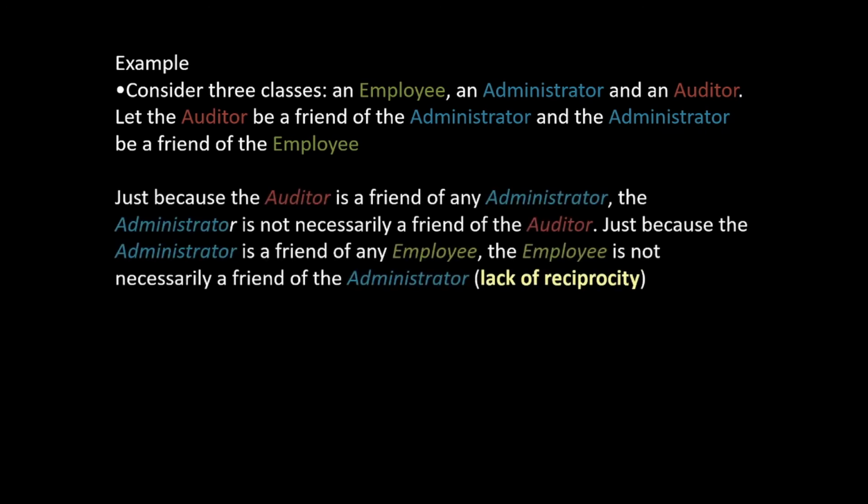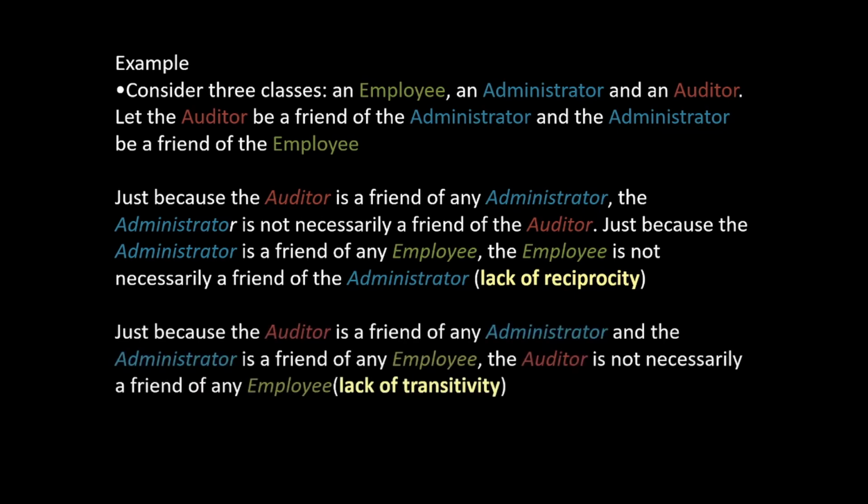Just because the auditor is a friend of any administrator, the administrator is not necessarily a friend of the auditor. Just because the administrator is a friend of any employee, the employee is not necessarily a friend of the administrator. So this is a lack of reciprocity. And if we look at a lack of transitivity, just because the auditor is a friend of any administrator and the administrator is a friend of any employee, the auditor is not necessarily a friend of any employee.